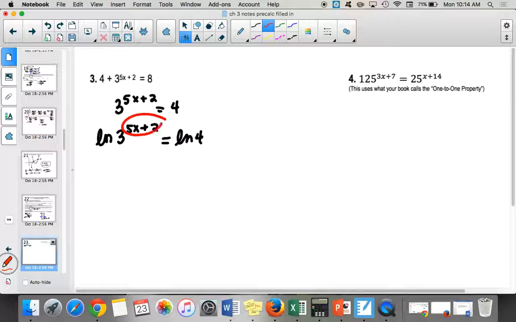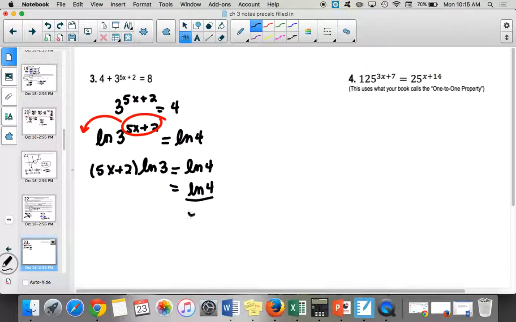we can then pull that power to the front. So we're going to have 5x plus 2 times natural log of 3 equals natural log of 4. So I could do one of two things. I could multiply the natural log of 3 over, or I could just divide it to the other side. Personally, I like dividing it over. I'm not dealing with like lots of natural logs. So I would have natural log of 4 divided by natural log of 3.